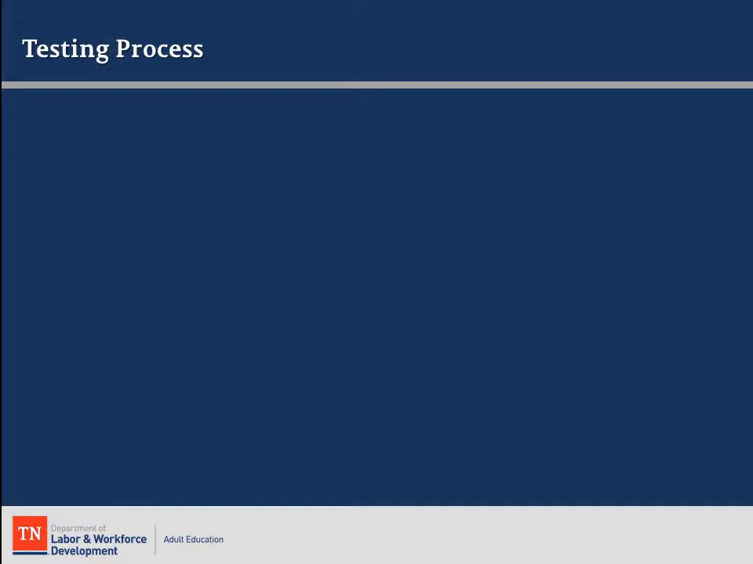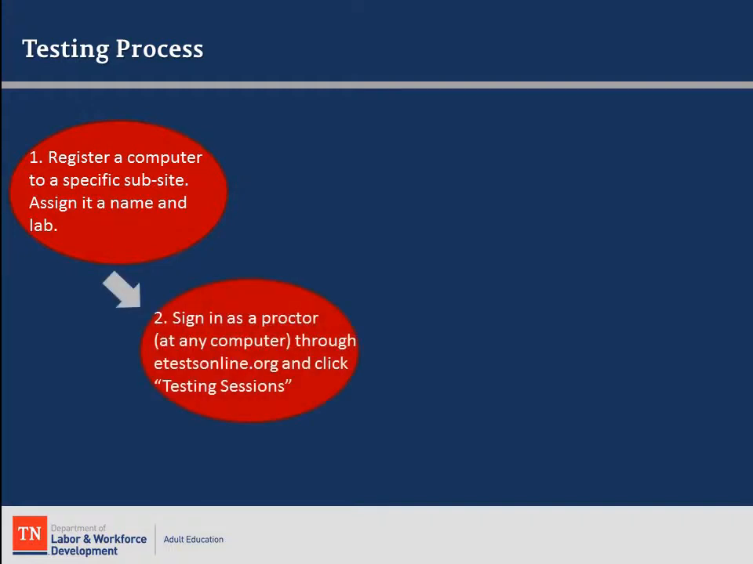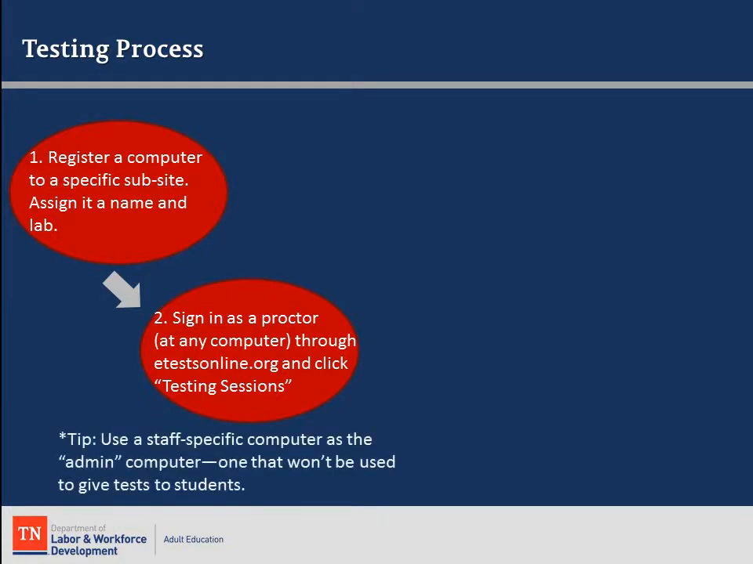The overall testing process looks like this. First, you have to register a computer to a specific subsite, and you assign a name and a lab. You then sign in as a proctor at any computer through etestsonline.org, and you click Testing Sessions. A quick tip: if you use a staff-specific computer as an admin computer, one that's not going to be used to give tests to students, it's much easier to administer and monitor your tests. Just have your designated staff computer for all proctoring purposes.